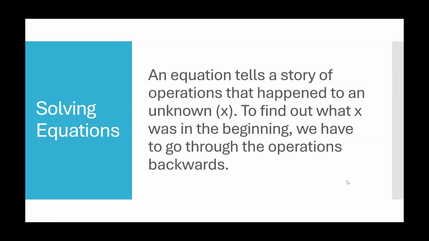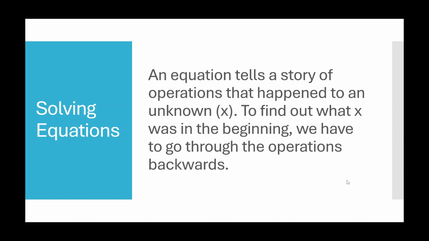Equations and word problems are telling us a series of steps that happened to a number. So we start with maybe an unknown quantity that we decide to call x, and a series of things happen to it. When we are trying to solve this equation, we're trying to go backwards to figure out what x was before all these things happened to it, right?